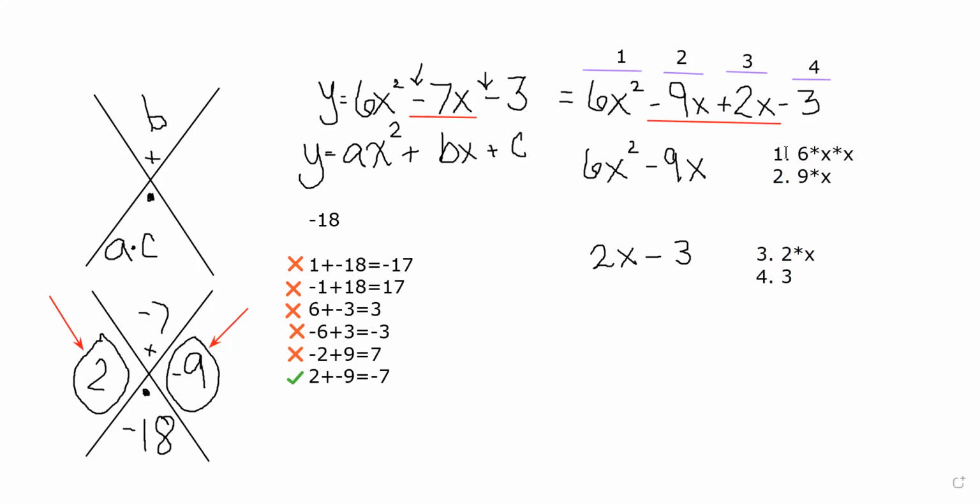So number one, 6 times x times x. Well, 6 is an even number. That means it can be factored. 9 is not an even number, but you probably know it can also be factored. Six is 2 times 3. 9 is 3 times 3. And luckily, that's where it stops. Those are all prime numbers. We're good.